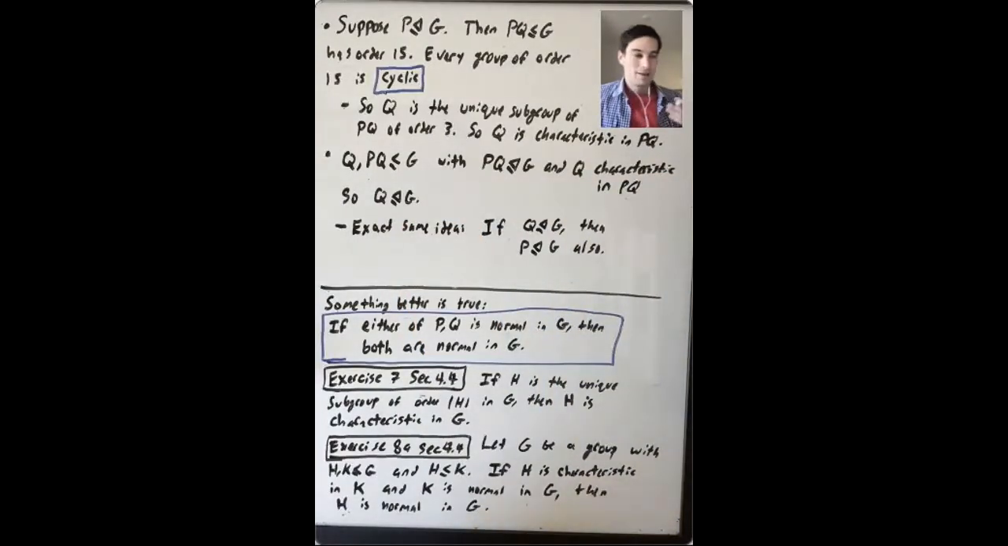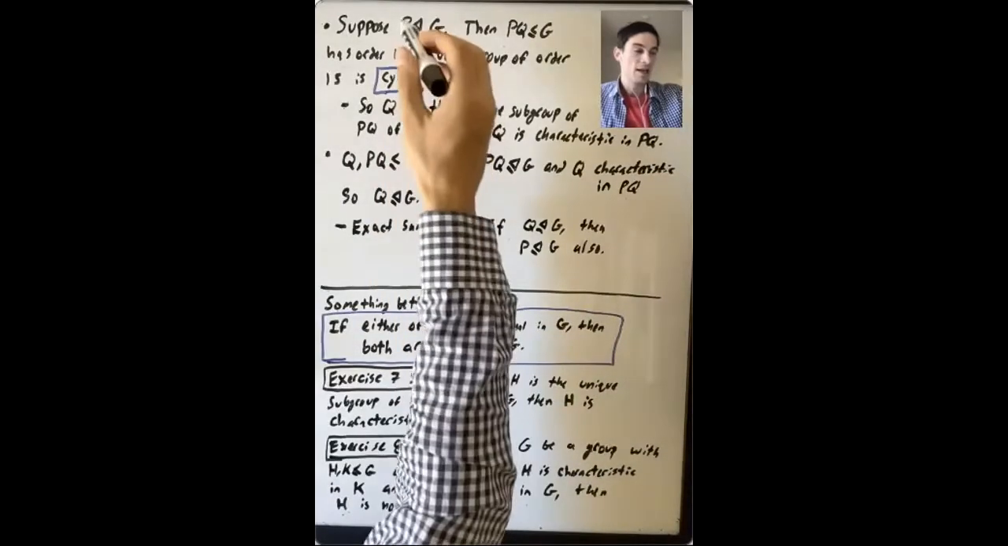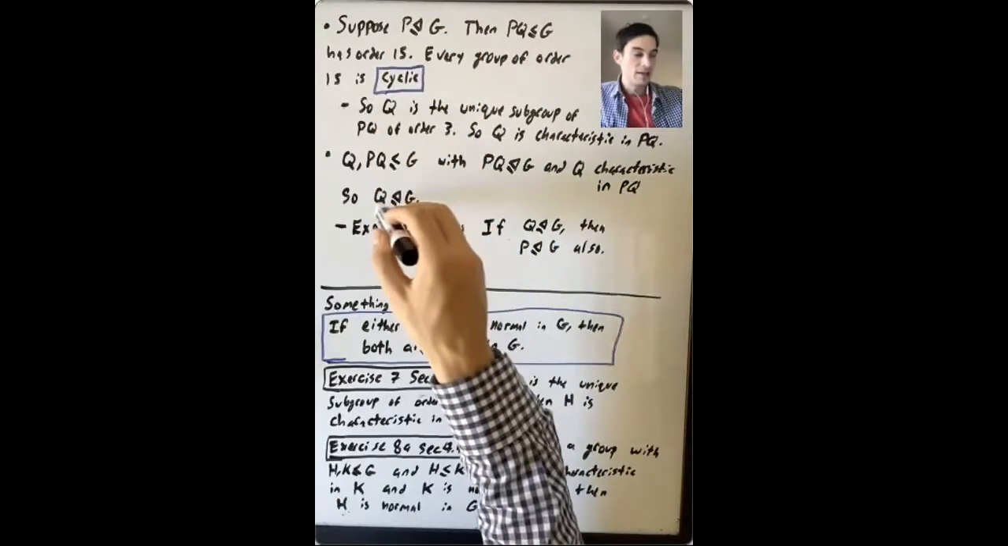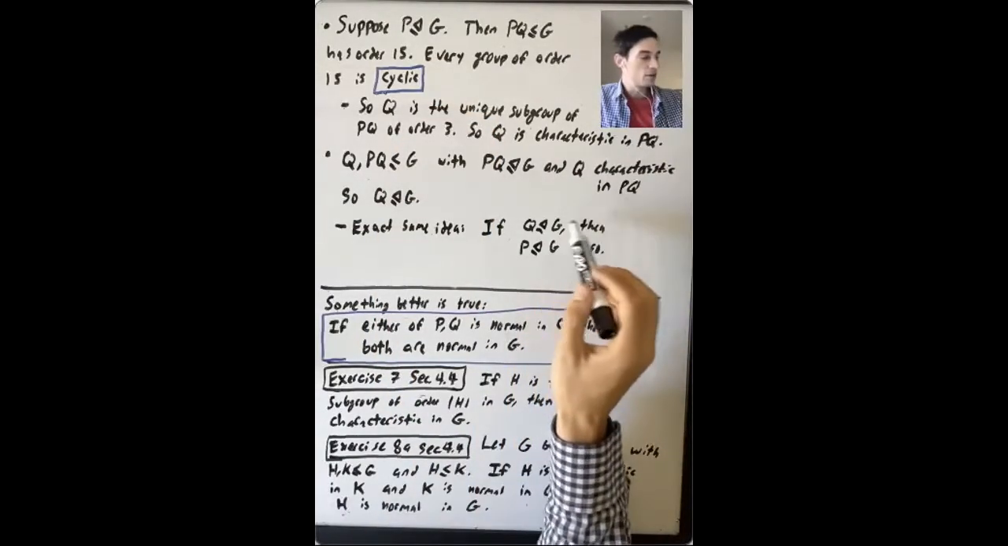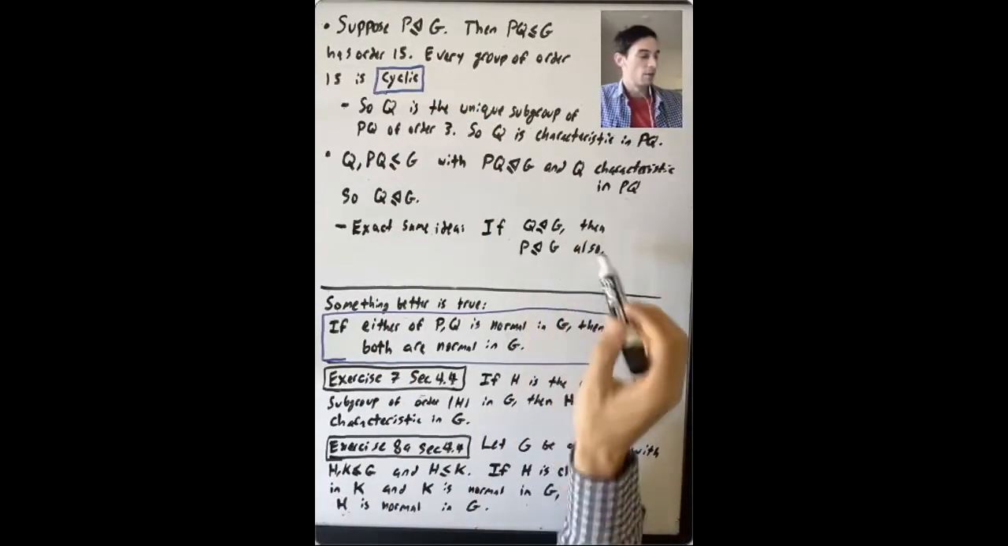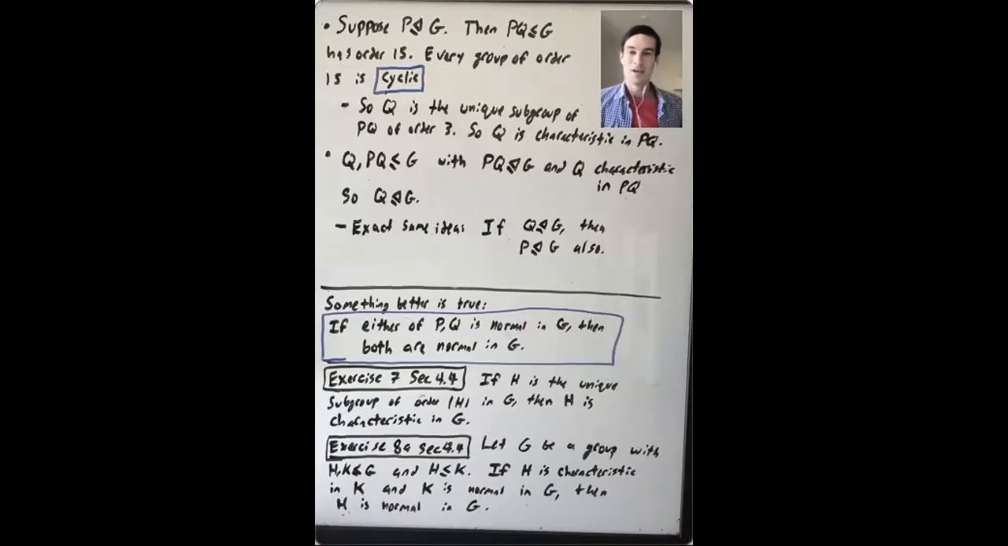So that proves what we wanted to prove, that if P is normal in G, then Q is also normal in G. And if we do the exact same idea with Q and P reversed everywhere, we'll see that if Q is normal in G, then P is normal in G also. Okay, so I'm going to pause and erase, and then we'll show using Sylow's theorem that either P is normal in G or Q is normal in G by counting.